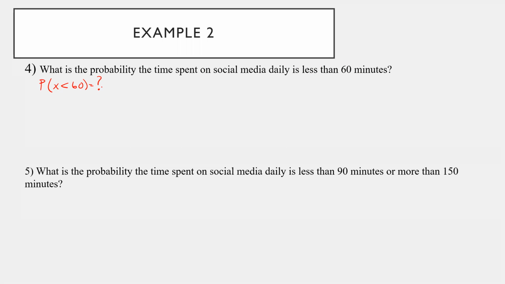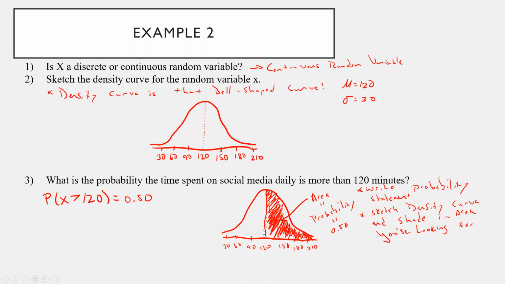All right. So I wrote the probability statement there. Probability that X is less than 60. What I find helps me solve these problems is sketching these curves. It will really help you understand what you're looking for.